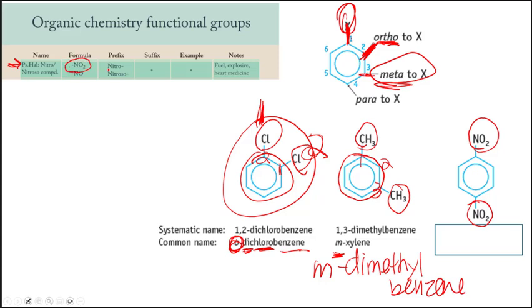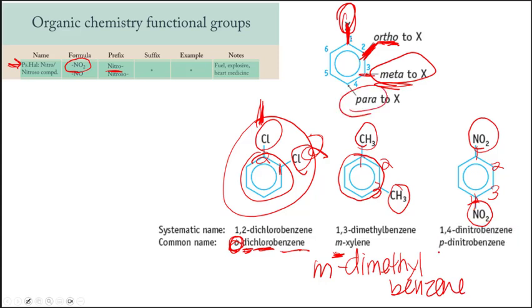If I have an NO2 group, we say nitro. So in this case, I could say 1, 2, 3, 4. So I could say 1,4-dinitrobenzene or para-dinitrobenzene.